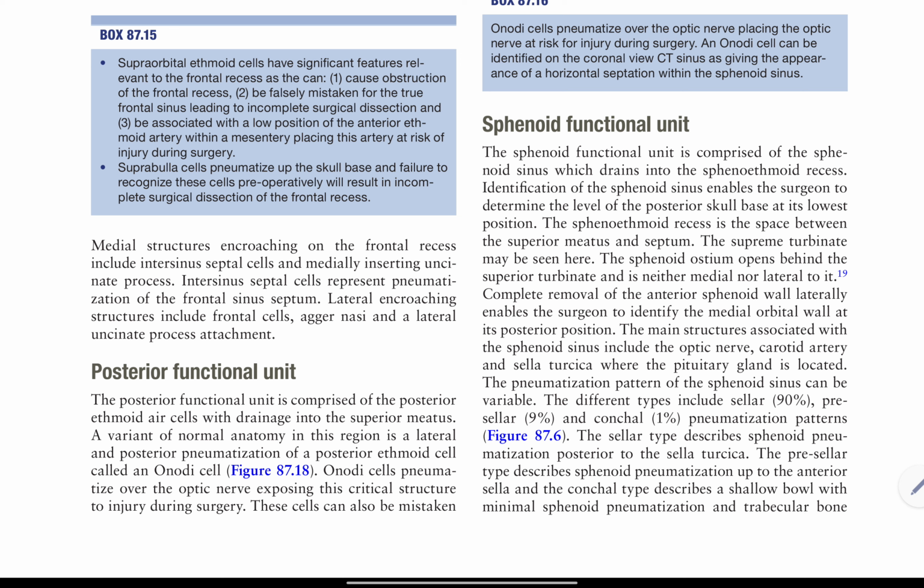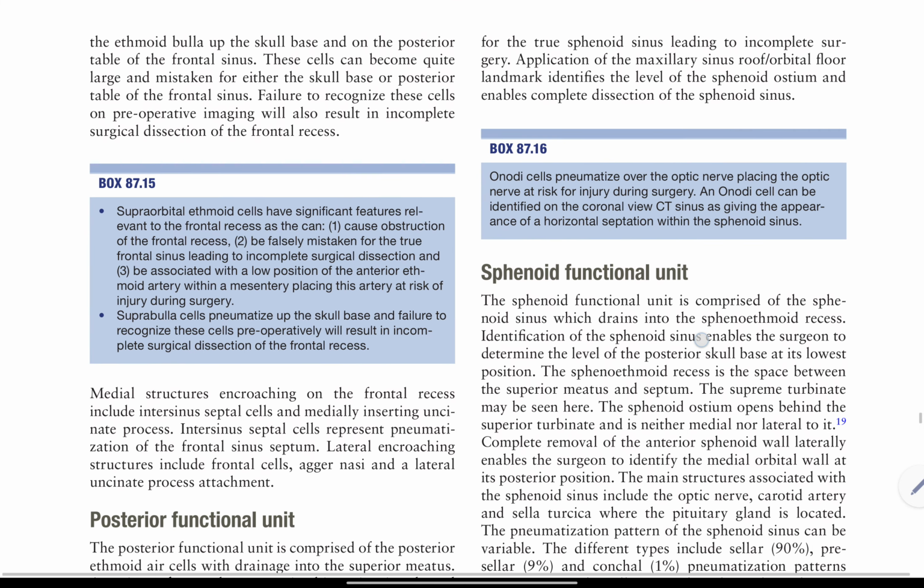Posterior functional unit. The posterior functional unit is comprised of the posterior ethmoid air cells with drainage into the superior meatus. A variant of normal anatomy in this region is a lateral and posterior pneumatization of the posterior ethmoid cell called an Onodi cell. Onodi cells pneumatize over the optic nerve, exposing this critical structure to injury during surgery. These cells can also be mistaken for the true sphenoid sinus, leading to incomplete surgery.